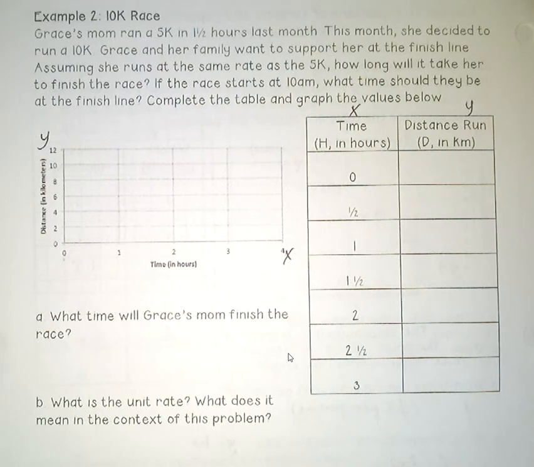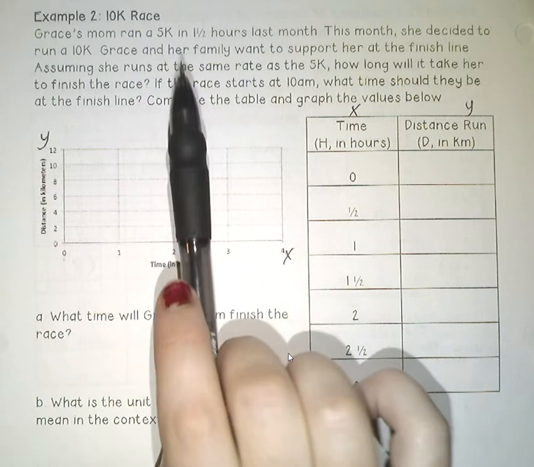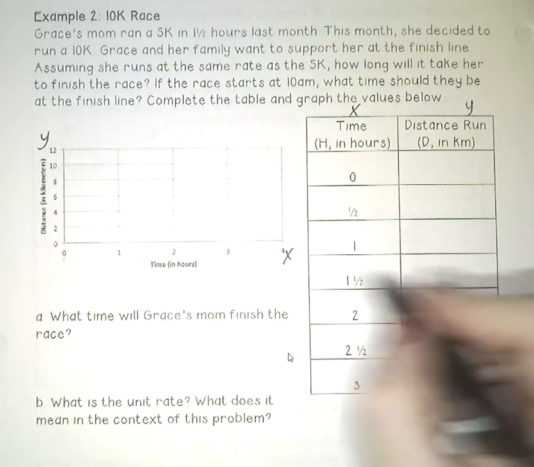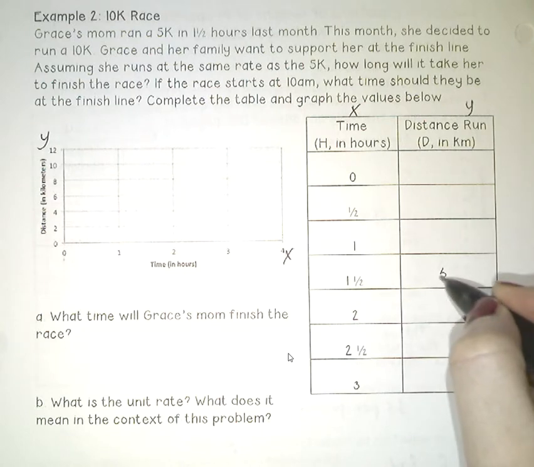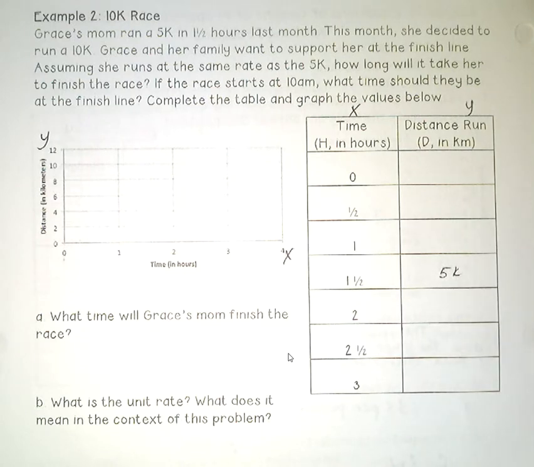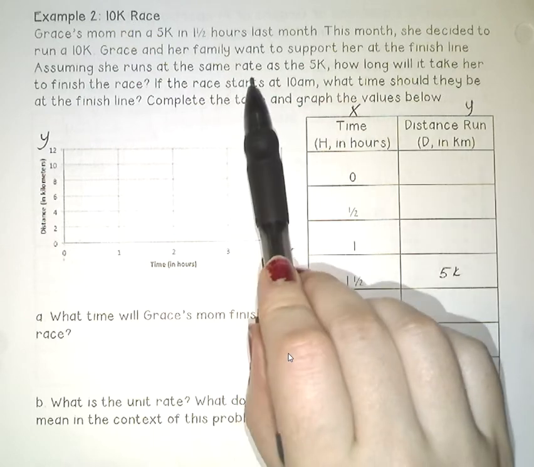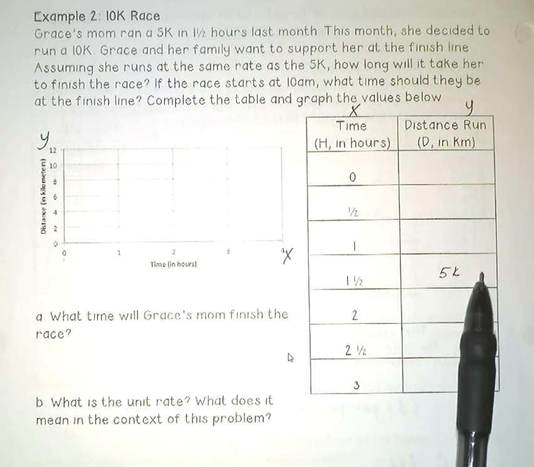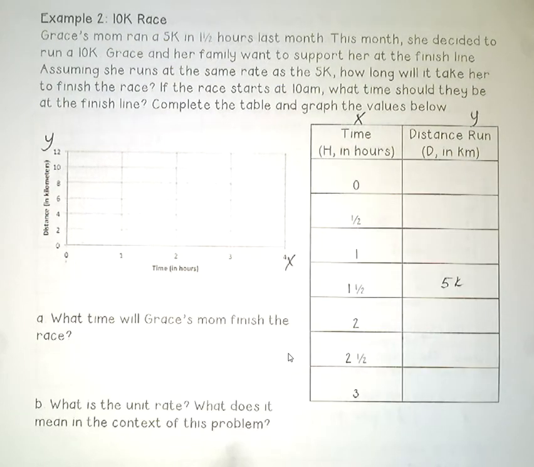All right, so we have 5K in 1.5 hours. So we have 1.5 hours, 5K. And then we have 10K, and we know that it's the same rate. So we want to see what rate that is going to be, right?